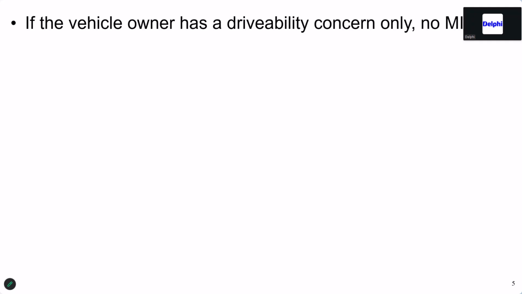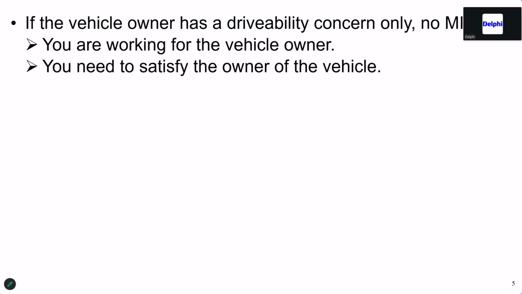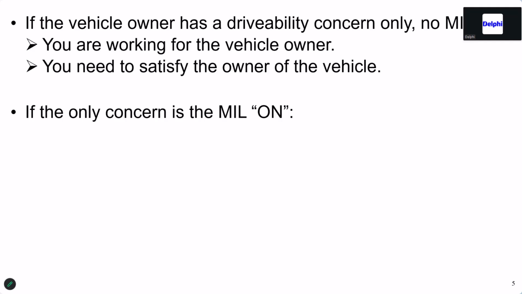Okay. The next thing is, if the vehicle owner has a drivability concern only, no MIL, then you're working for the vehicle owner. Simple as that. You've got to satisfy them. If you're not satisfying them, then you're going to have concerns. They're going to have concerns. If the only concern is the MIL is on, then very simply, you are working for the PCM.